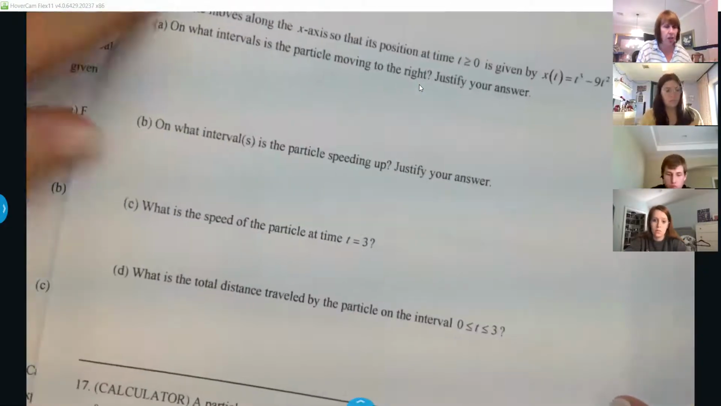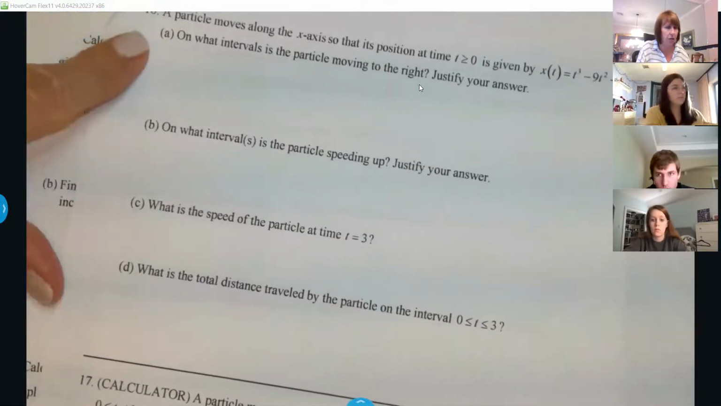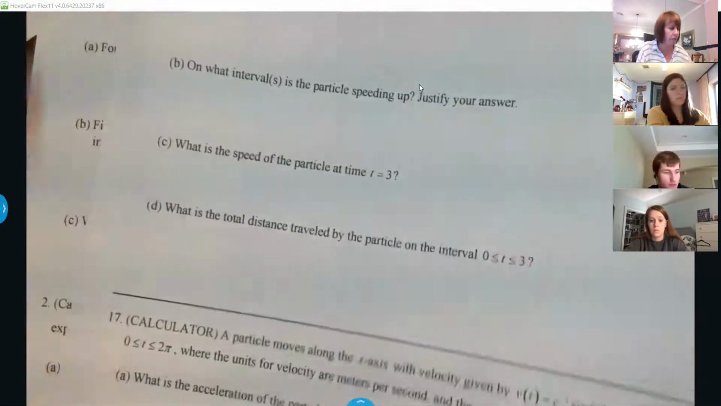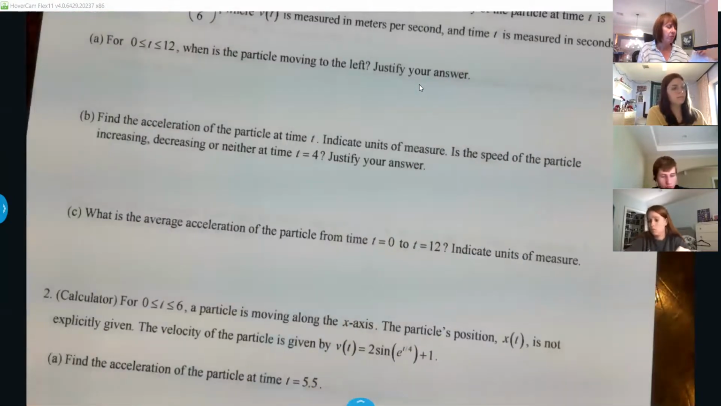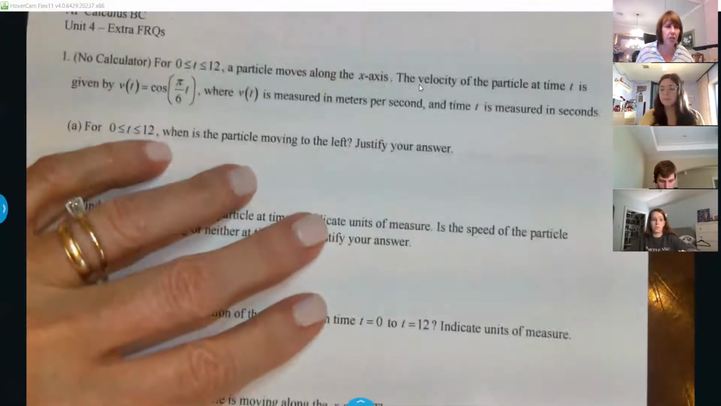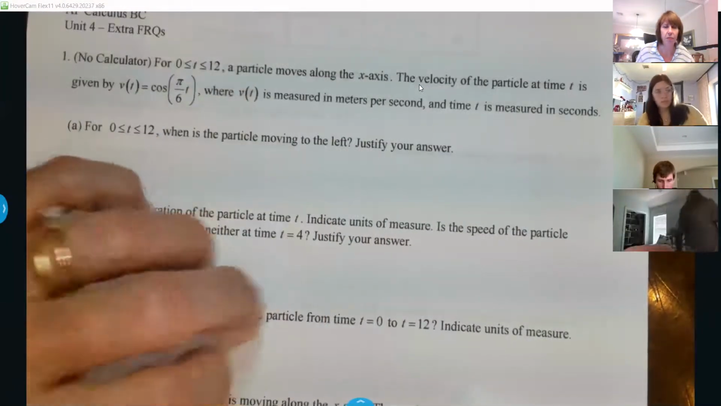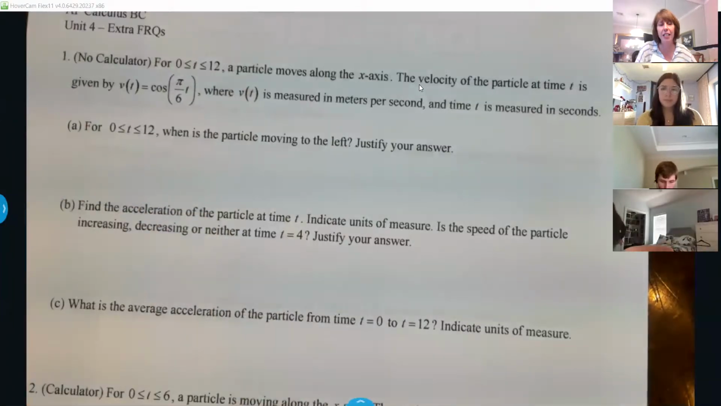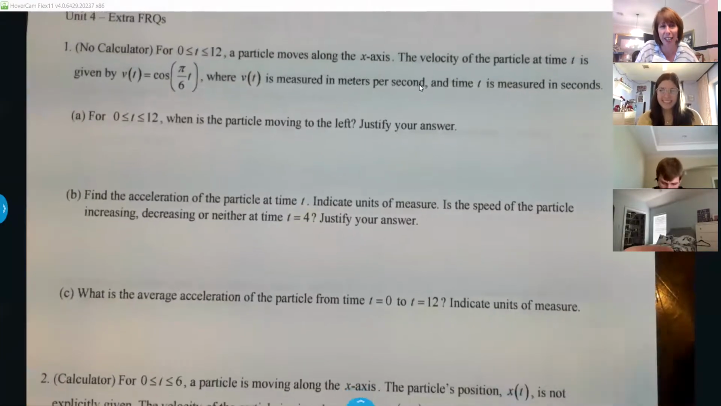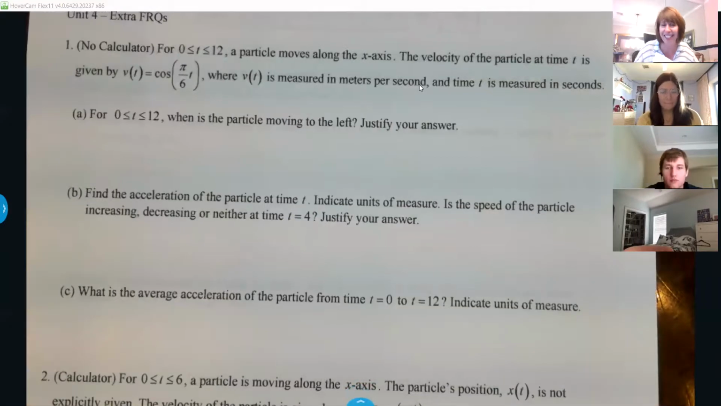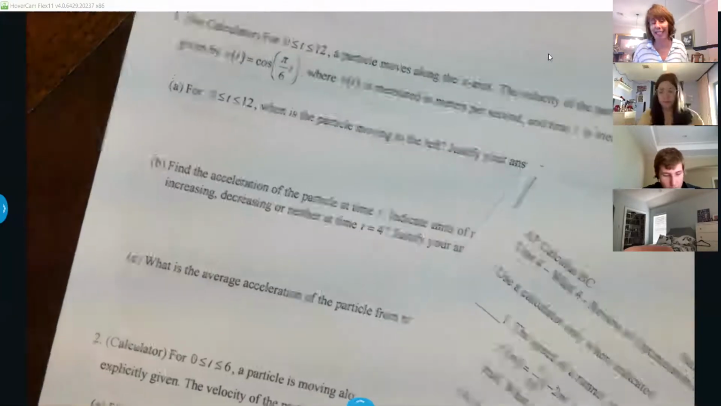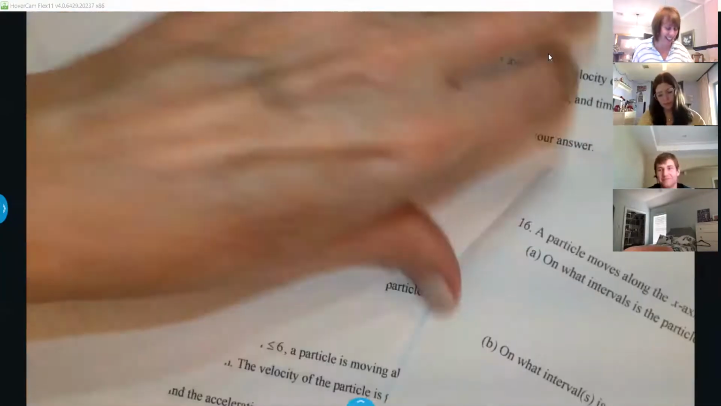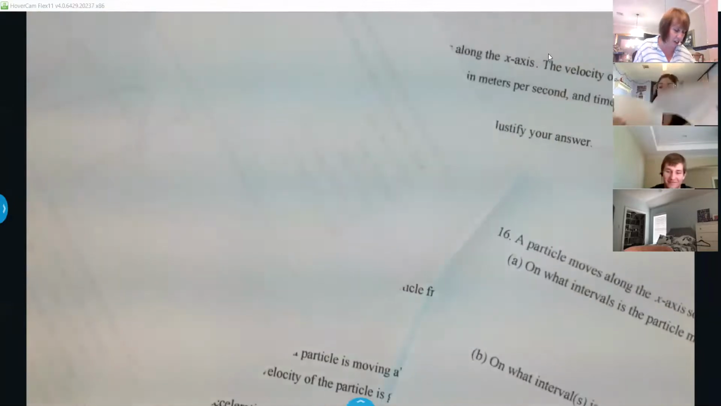Up to you guys. I would like to do an FRQ though. So either 16 or 17, or one from your extra ones. Somebody say something, because I'm not sure. In class you would say something, I know it. I like number 16 on the worksheet 4. I will go with that. Number 16 on worksheet 4. Okay.